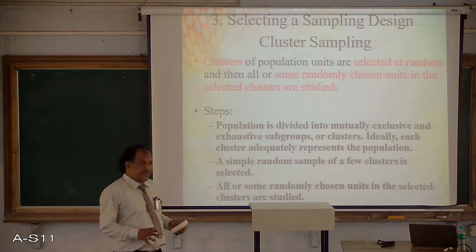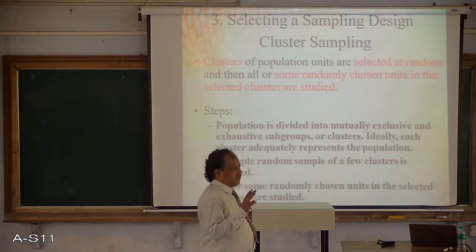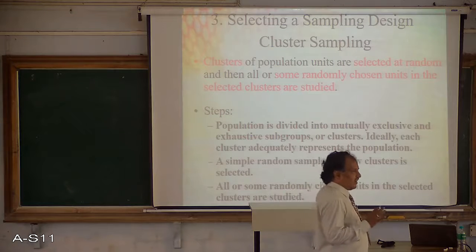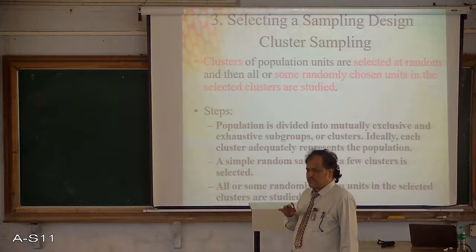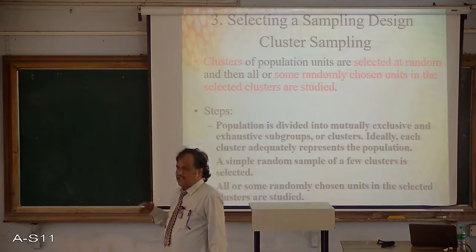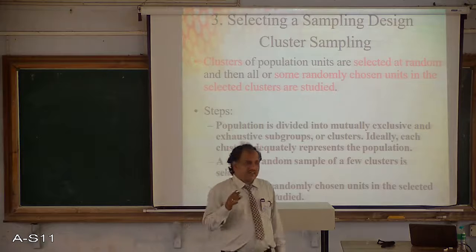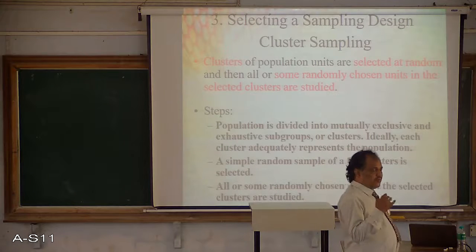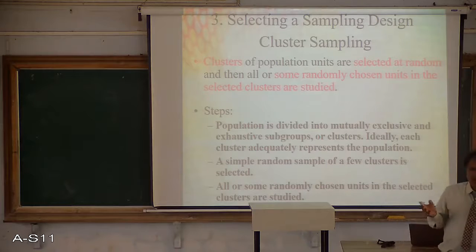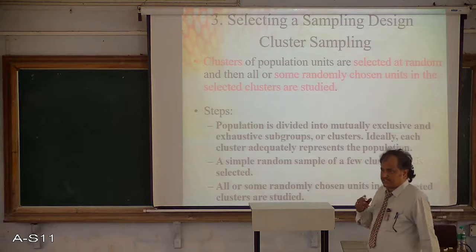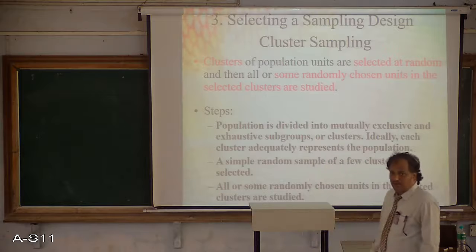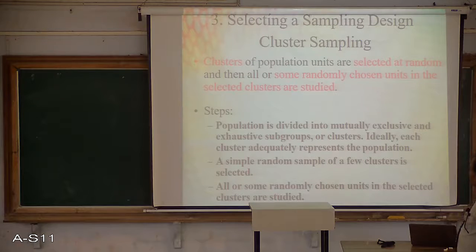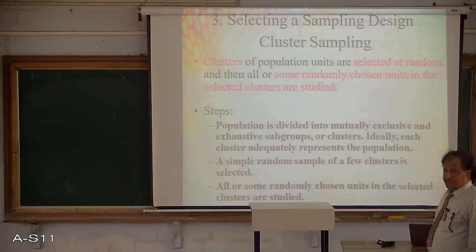In stratified sampling, the members in each stratum had common characteristics, and one stratum was totally mutually exclusive compared to the other stratum. But in clustering, each group has mixed members. We are going to group men and women in the same cluster, then take the representative from it. So what are the steps required for cluster sampling? Population is divided into mutually exclusive and exhaustive subgroups.